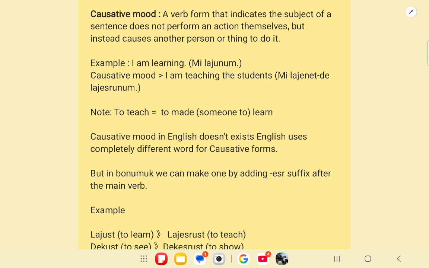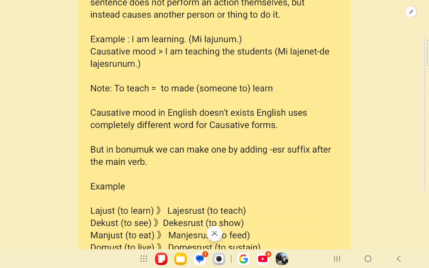I am learning. So in Bonumuk it is me lajunum. And in the causative mood, I am teaching students. So me lajene de lajesrunum. So what is causative mood? When the subject does not perform the action himself or herself, it causes someone to do it. Note: to teach means to make someone learn.